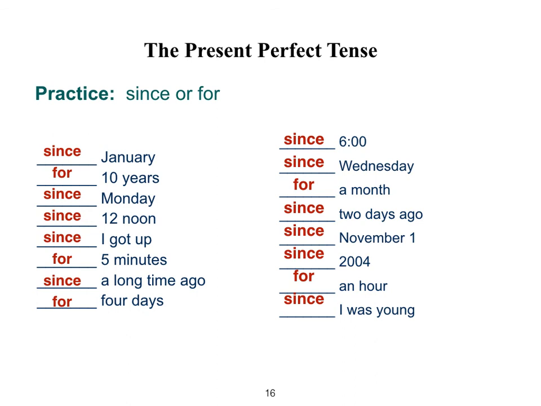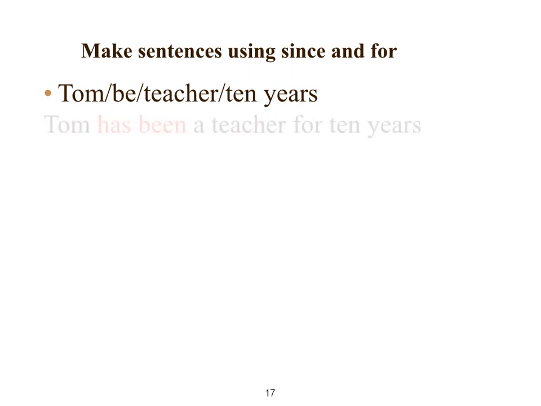And now, let's put it all together. Here's more practice for you. Make sentences using since or for. Tom, be teacher, 10 years. So make the present perfect of the verb be and choose between since and for. Pause the video. Tom has been a teacher for 10 years.